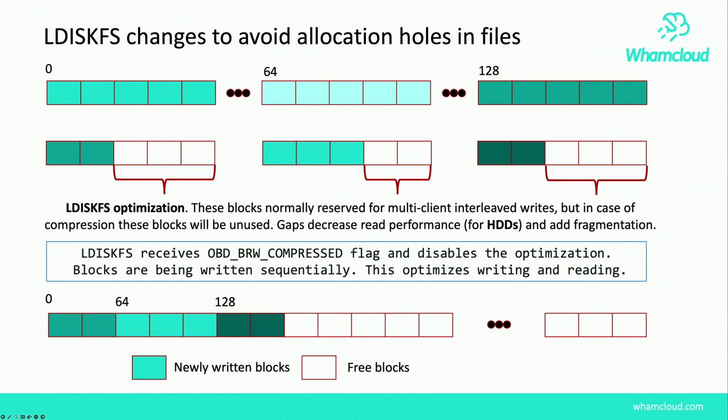Here's an example of what I'm talking about here. The existing LDISKFS optimization is going to write those chunks out, but we're going to end up with those gaps, and this is going to decrease overall read performance. It's also going to decrease overall storage capacity, and it's not going to be great for our strategy of trying to get maximum storage capacity out of the existing disks that we have.